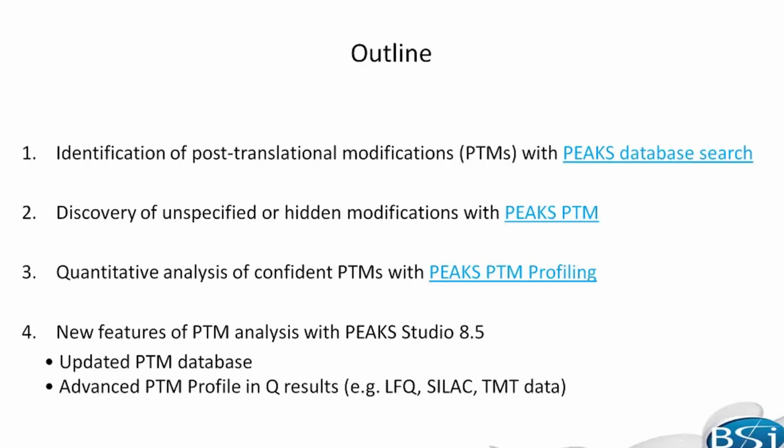Okay, so just to give a bit of an outline of what we're going to be talking about today. In the first section, we're going to be talking about some of the common things that you need to watch out for when you're actually validating your modification assignments. This can all be done with your standard PEAKS-DB search. And then next, I'm going to talk about a tool that we have within PEAKS called PEAKS PTM. What this allows you to do is search for unspecified and hidden modifications. It takes advantage of de novo sequencing as well as database search to limit your search space and allow you to search for as many PTMs as possible.